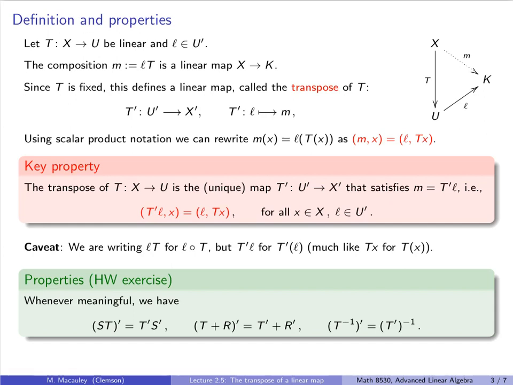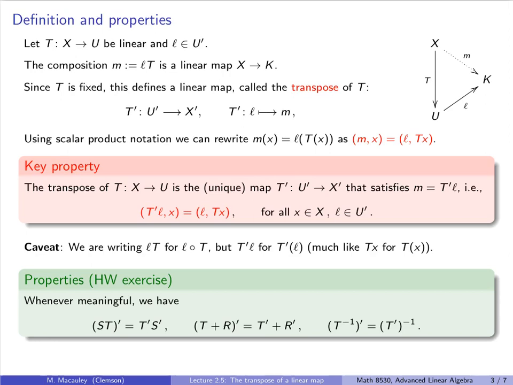Okay, so the first one says that the transpose of ST is equal to T transpose S transpose. The second one says the transpose of the sum is the sum of the transposes. And the third one says that the transpose of the inverse is the inverse of the transpose. For all of these, I strongly recommend that you use a diagram like this, if nothing else, just to help you visualize it and clarify things and see which way the map should go.